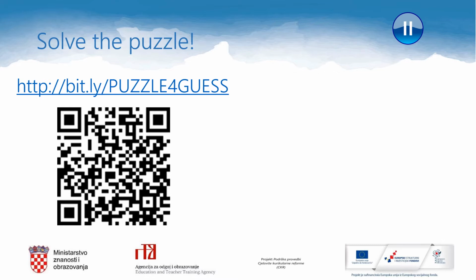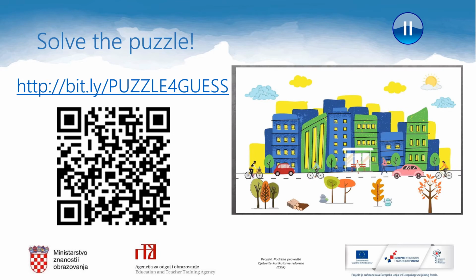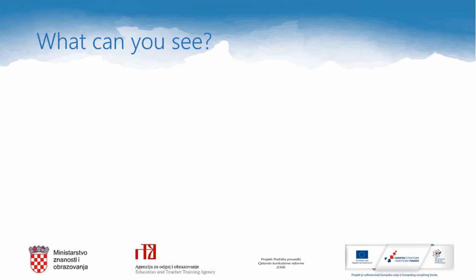If you're finished, you can see this picture. What can you see in the picture? You can see some buildings and some trees. And you can also see people riding bicycles and driving cars. And this is the topic of our lesson. We will learn about different ways to travel. Now I will show you some pictures and you will tell me what you can see in them.